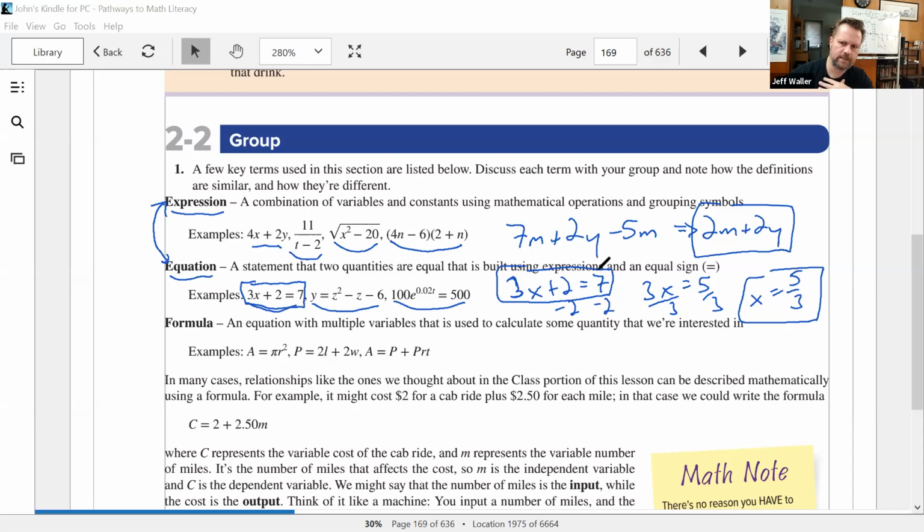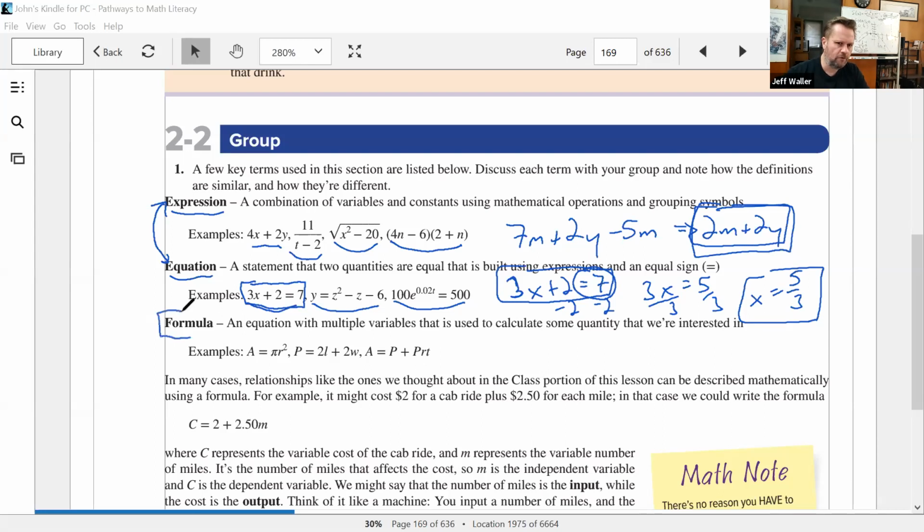But see, this equals 7 is extra information that I don't have for any of these up here. That's why I'm able to do more with this, because they gave me more information. Oh, this is 7. Do I know what 2m plus 2y is? No, I can't do anything with it then, right? So that is the main difference between expressions and equations.